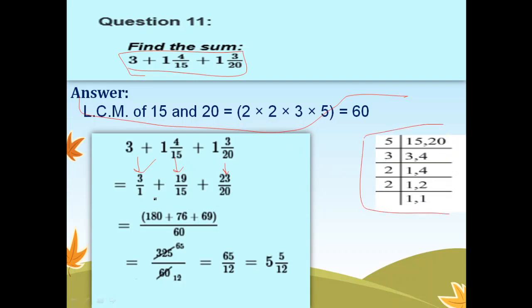Then after the same process we use: the denominator will divide into the LCM, and then what we get after division will be multiplied with the numerator. So see that concept, all the questions are based on your previous classes. See next questions.